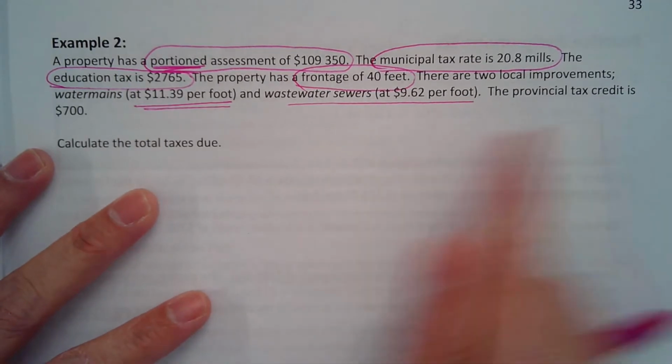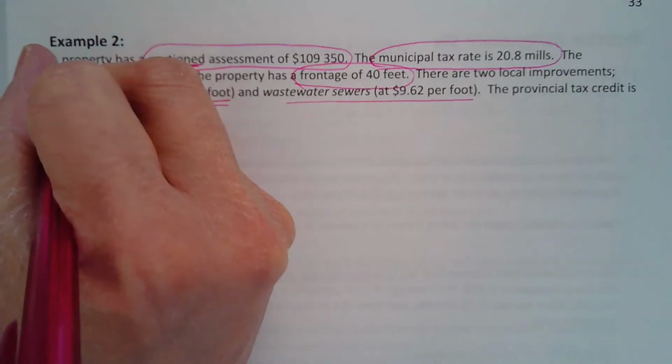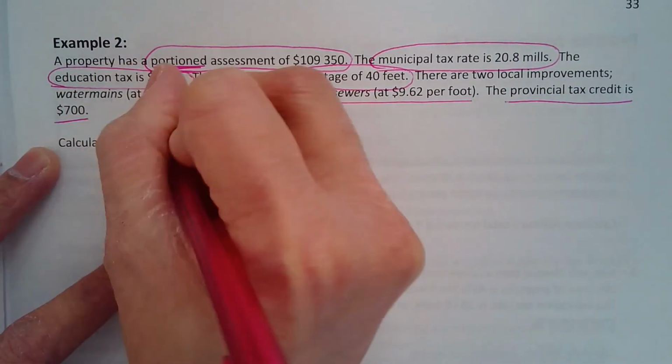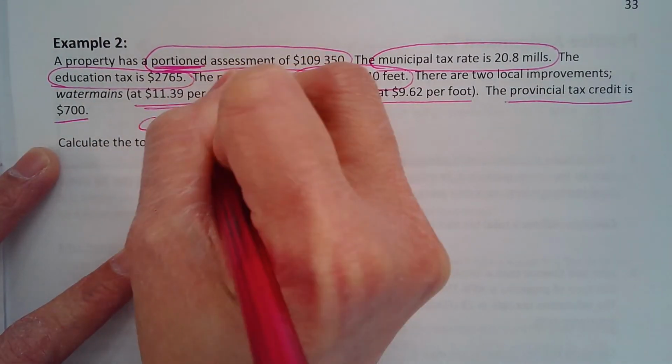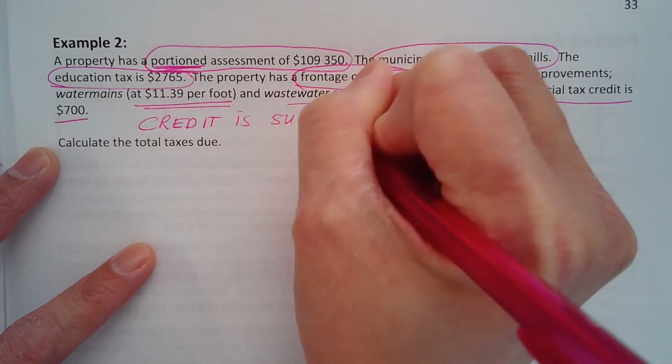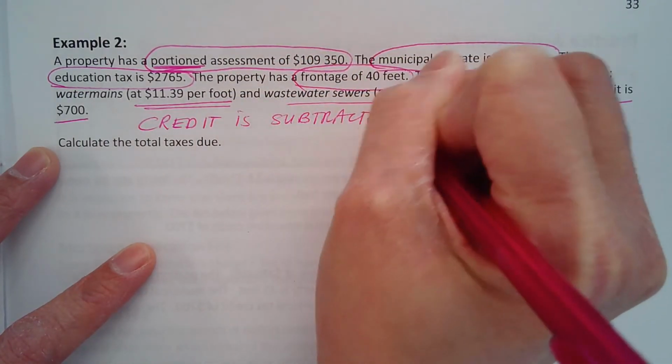The provincial tax credit is $700. $700 is the provincial tax credit. And what do we do with the credit? Credit is subtracted, minus. Okay.